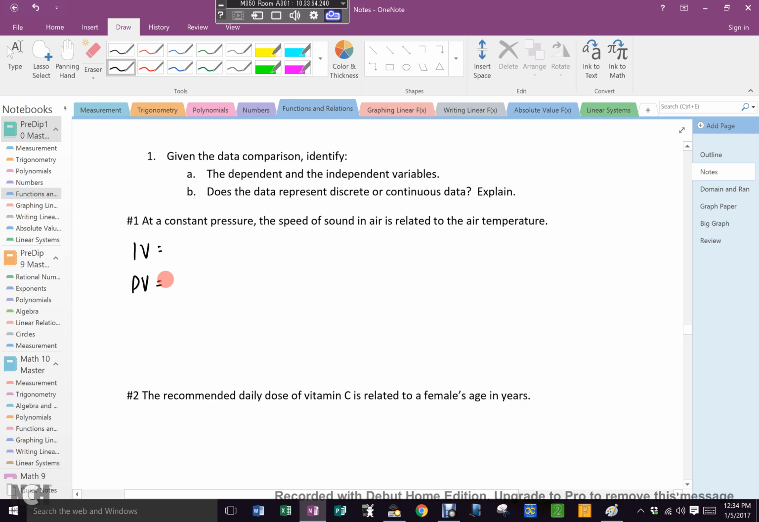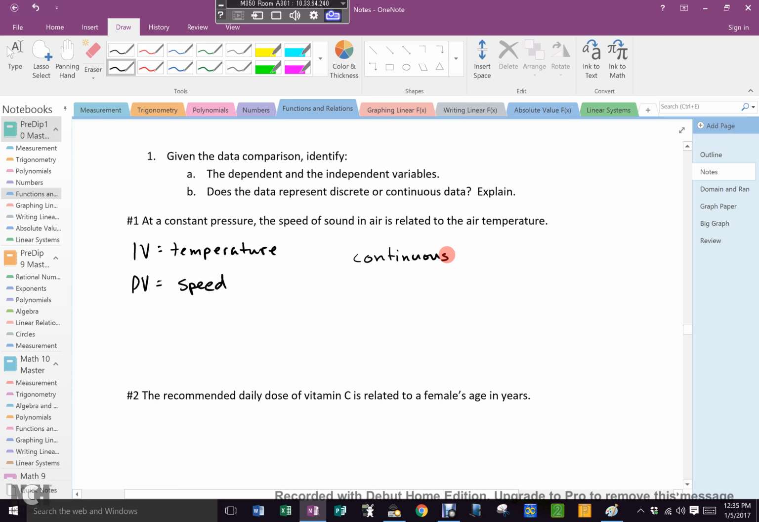For the first one, what is the independent variable? Temperature is independent, which means, of course, the speed is dependent. Now, discrete or continuous? Continuous. Why? It has to hit the other ones in between.